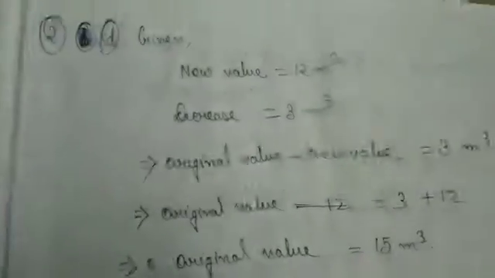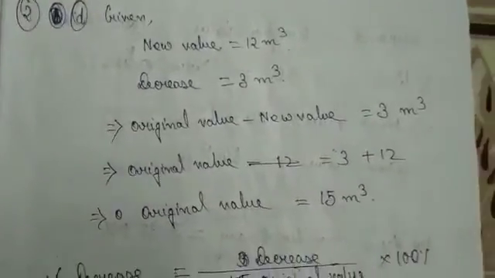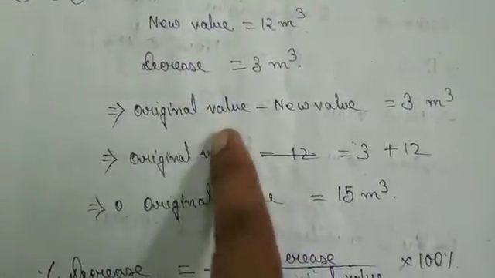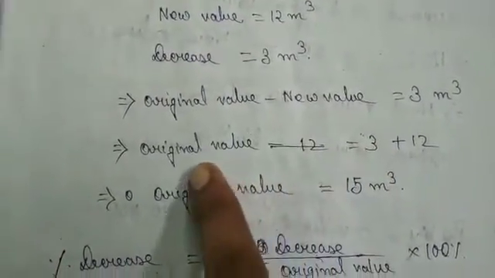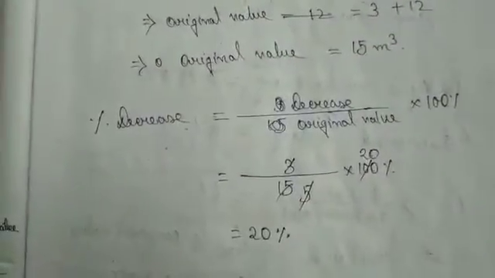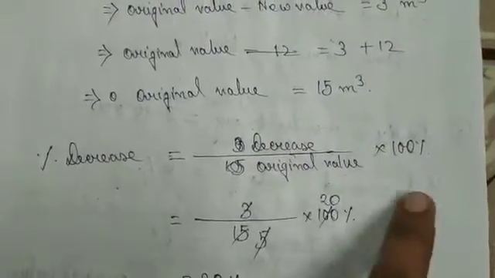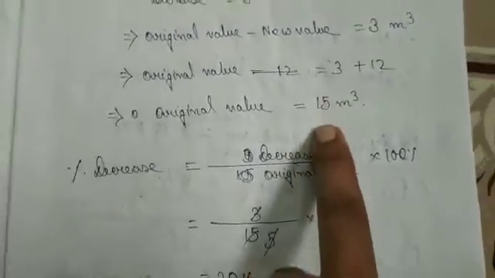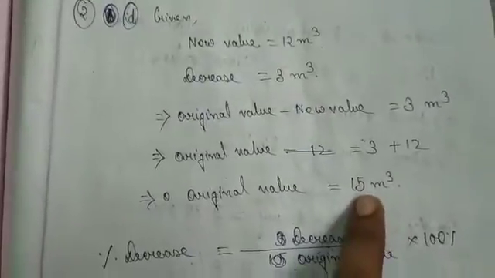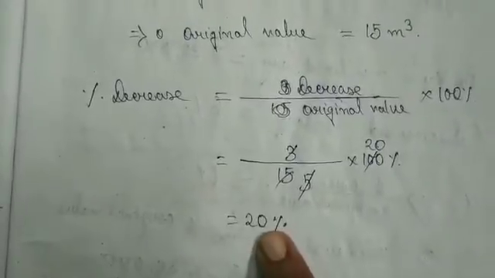In D it is given that the new value is equal to 12 meter cube and decrease equals 3 meter cube. Since decrease is given, the decrease formula is original value minus new value, so the original value is 3 plus 12 equals 15 meter cube. And decrease percent equals decrease by original value into 100%. Decrease is 3, original value is 15, so 3 divided by 15 into 100% gives us 20%.